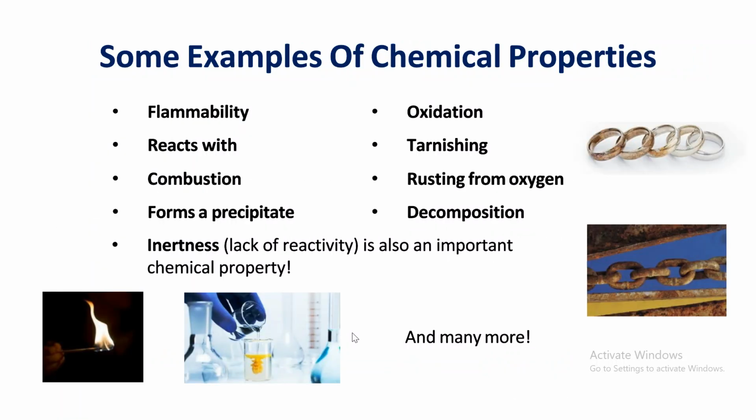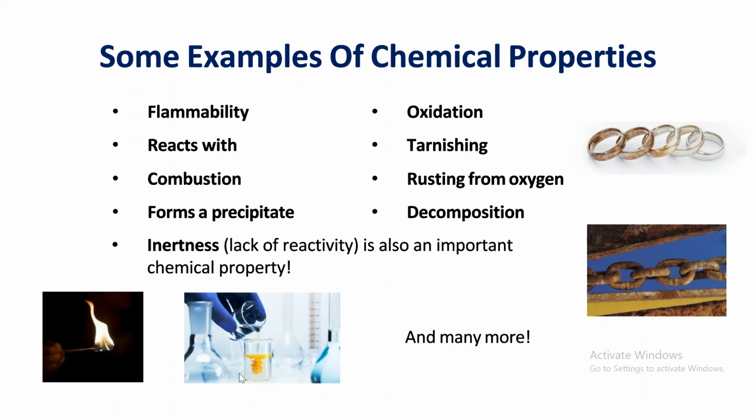Some examples of chemical properties: flammability, which is how likely the substance is going to burn; reacts with combustion; oxidation, tarnishing, rusting from oxygen; decomposition. And the thing we're going to focus on today is forming a precipitate. The definition of a precipitate, which we will cover, is when you mix two liquids and you have a solid as a byproduct. And again, a chemical property, inertness. The lack of reactivity is also, as we mentioned, a chemical property.